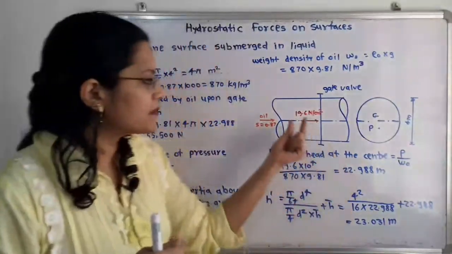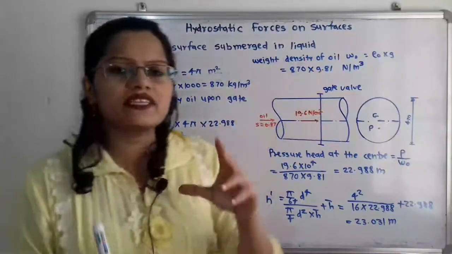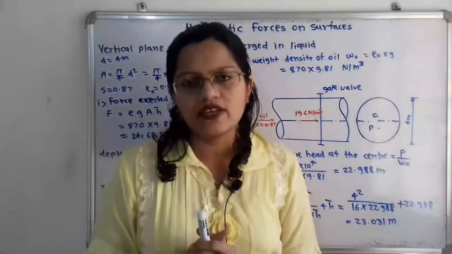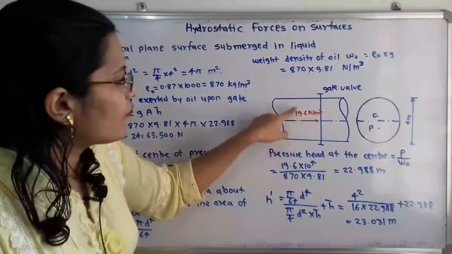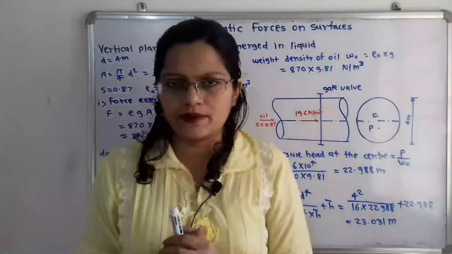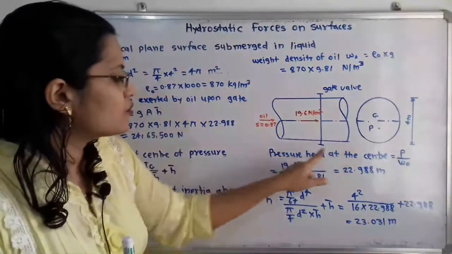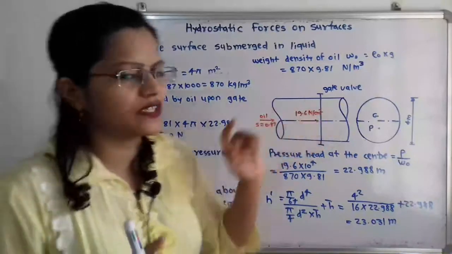So from this pressure and the weight density of oil, we can easily calculate the pressure head. Pressure head means the distance of the free surface of oil from the center of the pipe. So what is the formula? Here the pressure is given as 19.6 Newton per centimeter square.